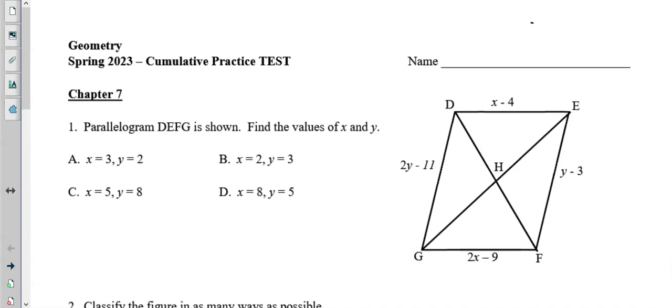All right, the cumulative practice test. Chapter 7. So here we have a parallelogram. Remember, opposite sides of a parallelogram are equal.